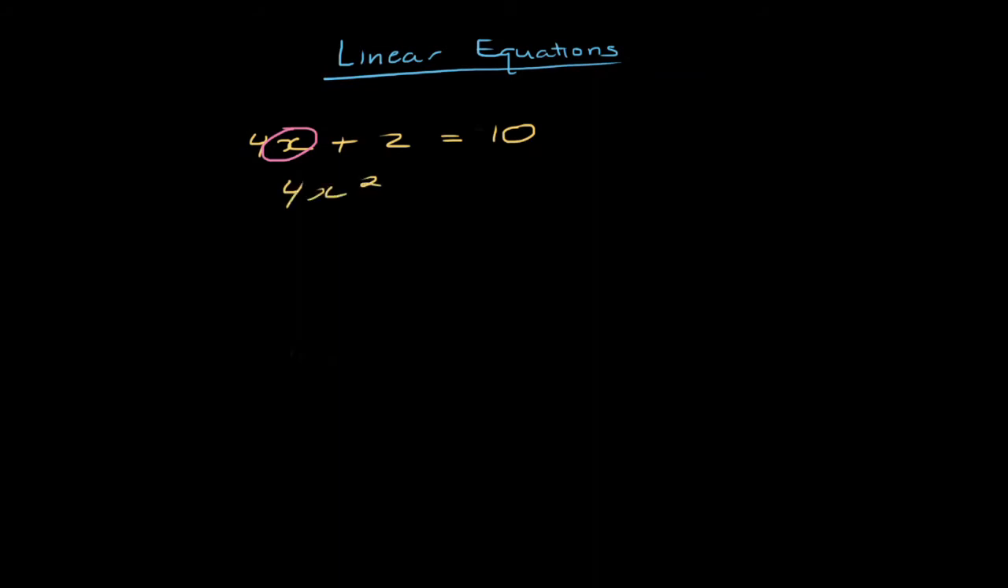This is also a linear equation. It shows up two times, but it's only x. There's no other variable, so this is linear. And a linear equation really represents the equation of a line.